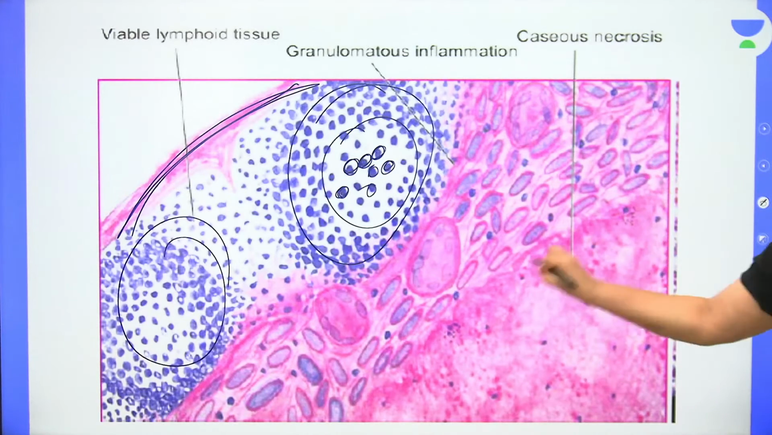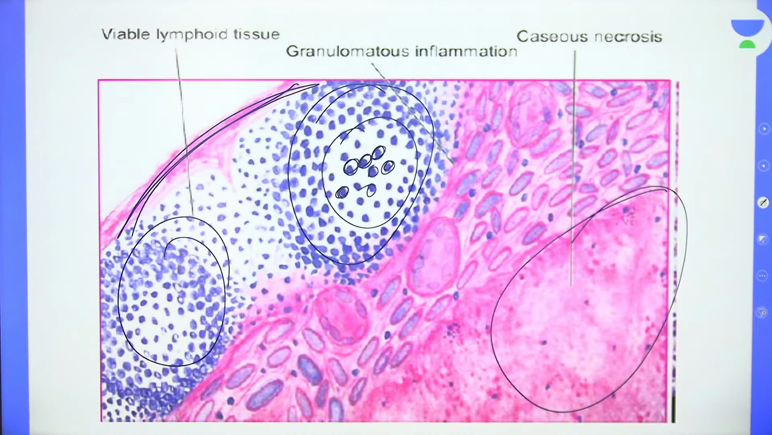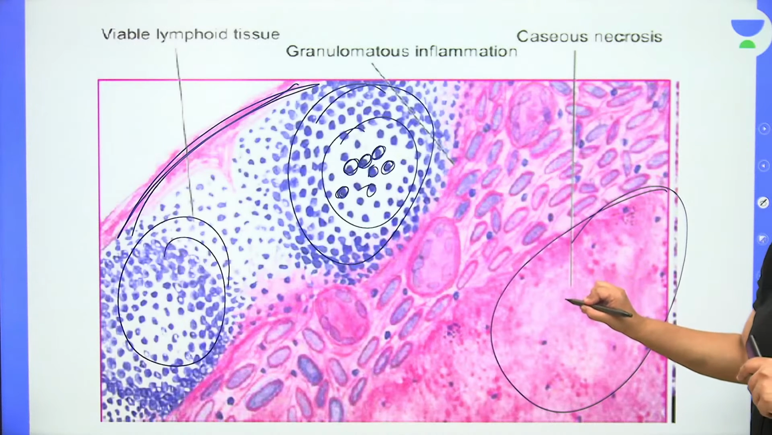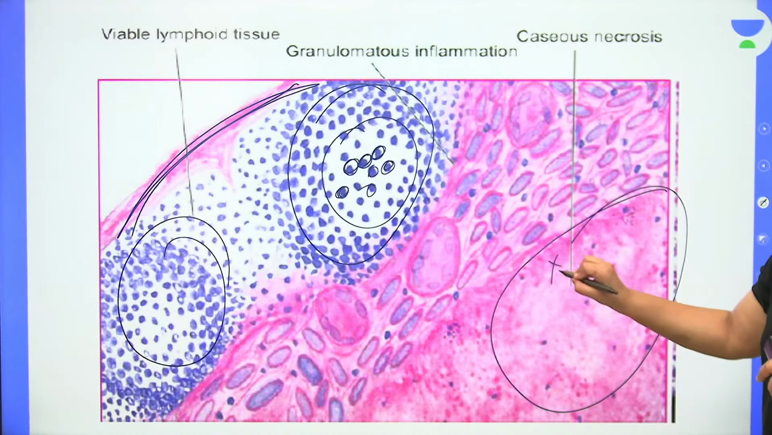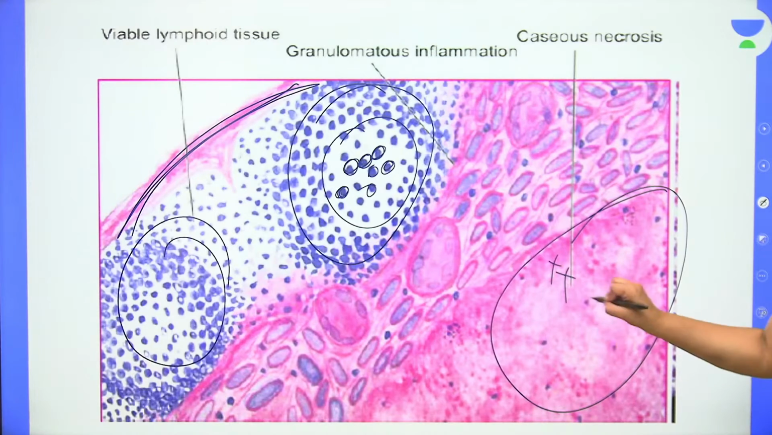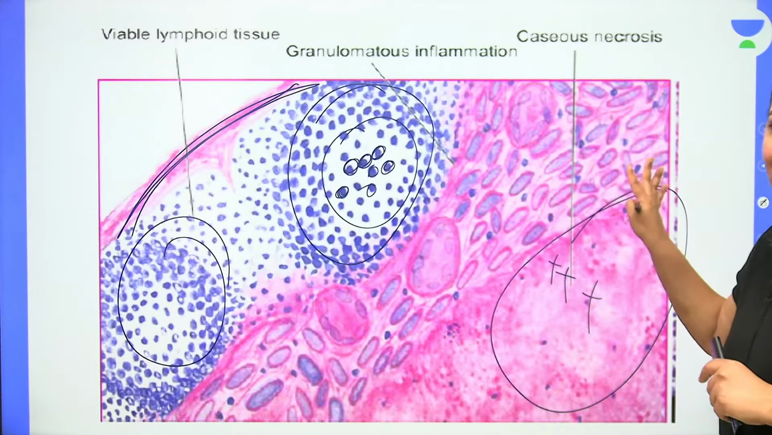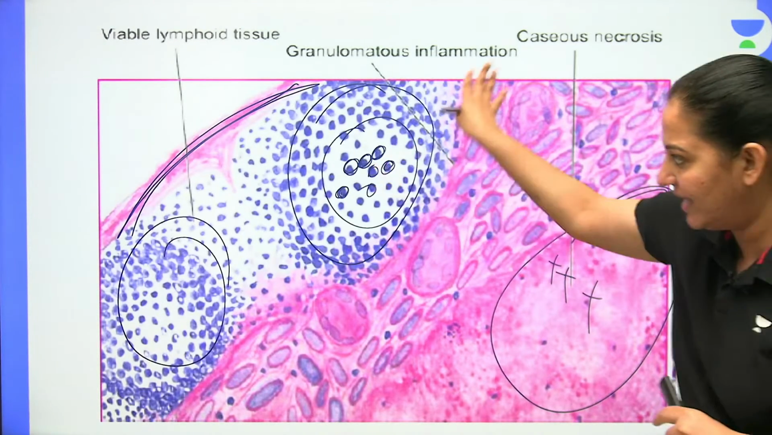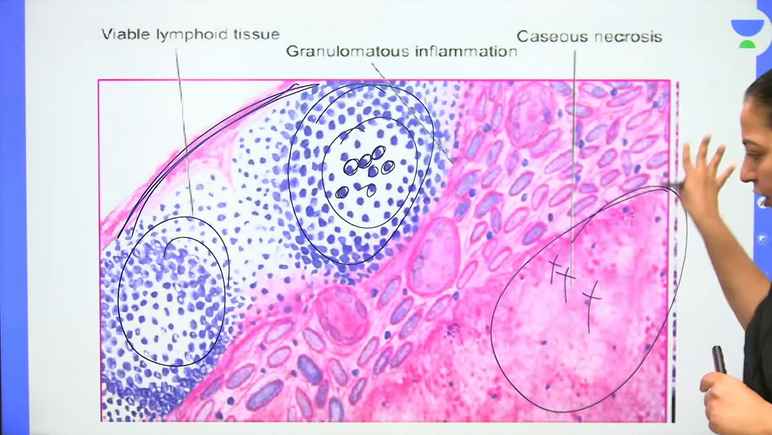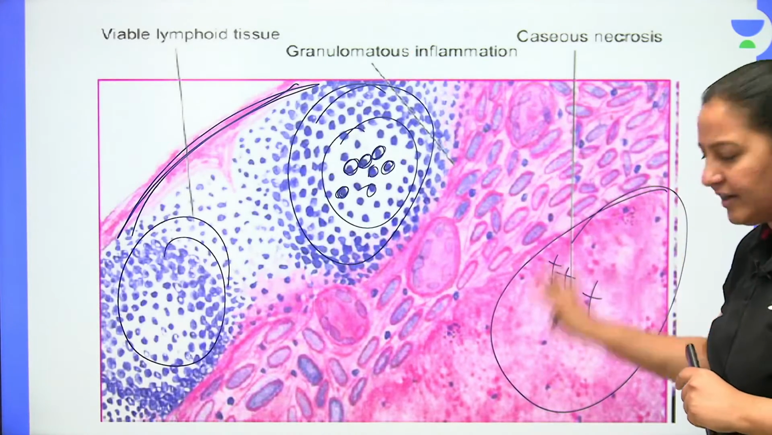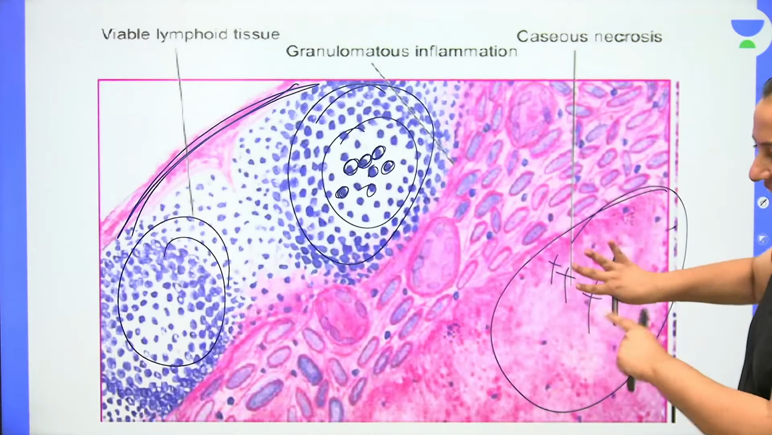See this side, what you can see? Only pink color mass. Can you see architecture? No. Can you see cytoplasm? No. Can you see nucleus? No. What you can see? Pink color homogeneous material. So entire cells got necrotic and granular debris is formed. Homogeneous granular cheese-like debris is formed.